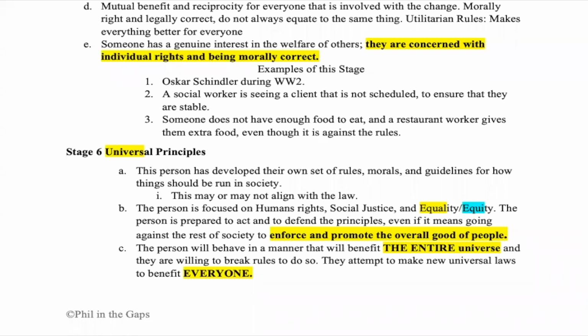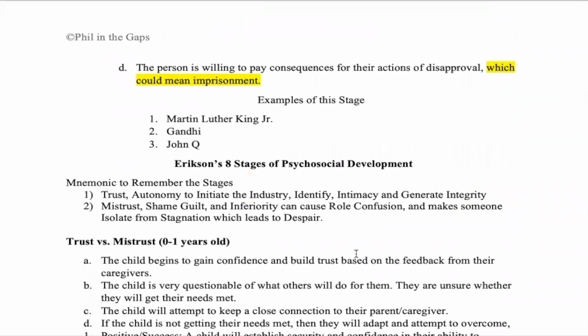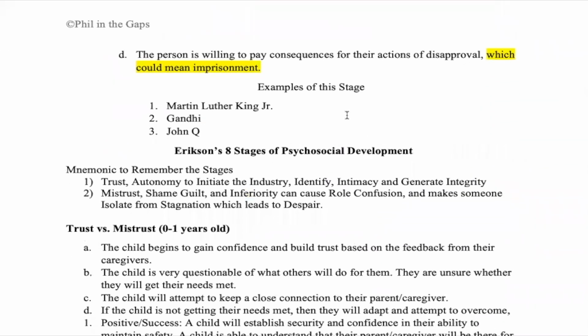And this individual is willing to give up their own selves in order to benefit the entire universe. And they are willing to be imprisoned or incarcerated in order to achieve the goal of everybody getting their needs met in some way, shape, or form.